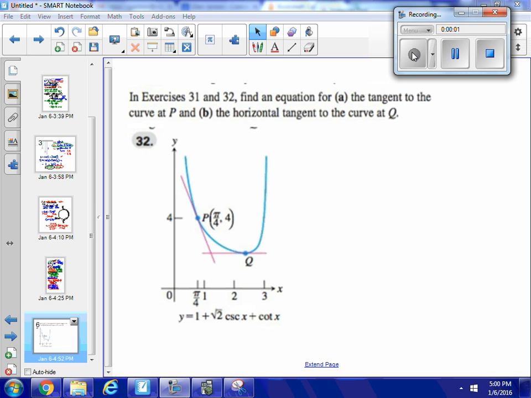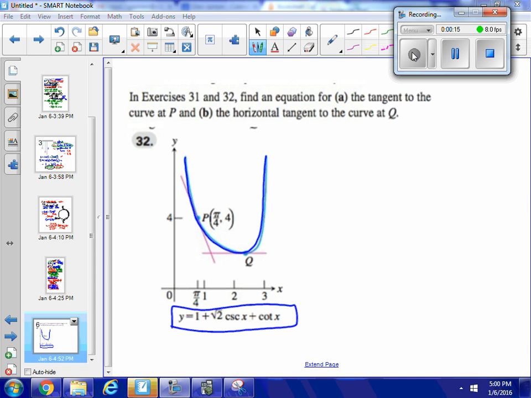This is a wonderful complex problem. So we have the blue line right here, which is our function, given right down here. And we're supposed to find A, the tangent to the curve at point P, right there. And we're supposed to find the equation of the horizontal tangent to the curve at point Q. Wow. Let's start with A first.